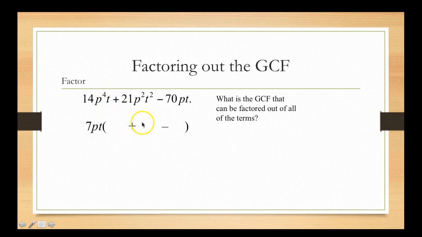And notice my addition came down, my subtraction came down as well. And then what's left over goes in these slots. So 14 divided by 7, 2, p to the 4th divided by p is p to the 3rd, and t divided by t is 1. So this first term here will be 2 p to the 3rd. And then we do the same for the other terms, and we end up with this.